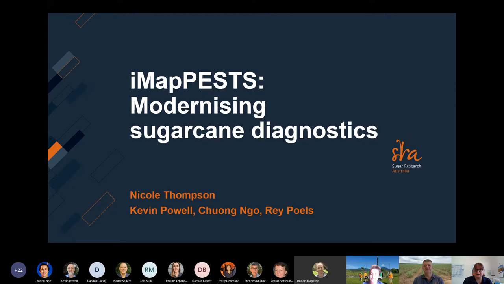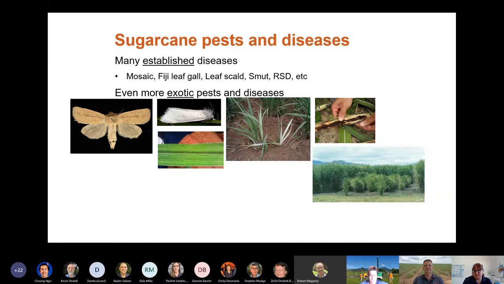So this is just a recap for those people who've been attending these webinars regularly. This is just a reminder that we have a lot of established diseases in Australia in sugarcane, such as mosaic, Fiji leaf smut, RSD, et cetera, et cetera. But we have even more exotic pests and diseases, some of which you can see pictures of here.